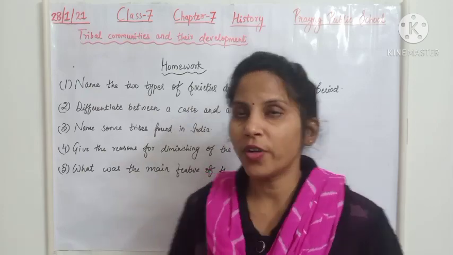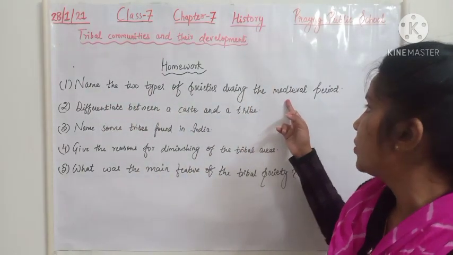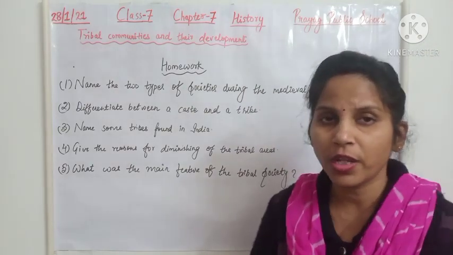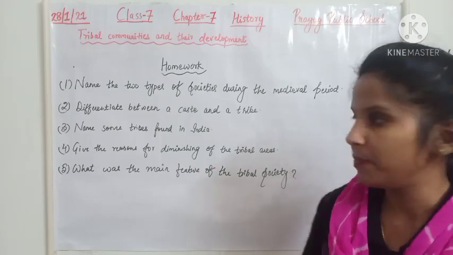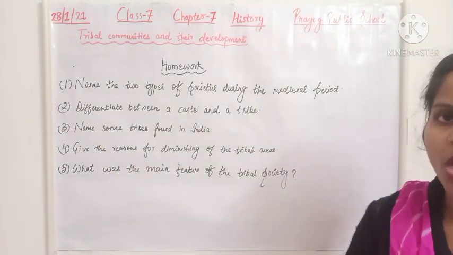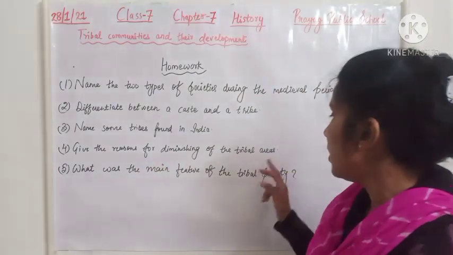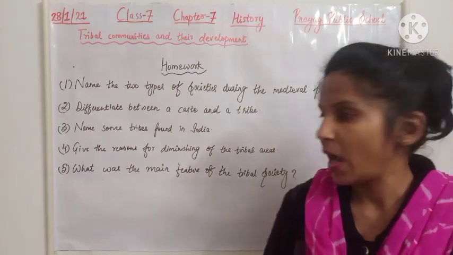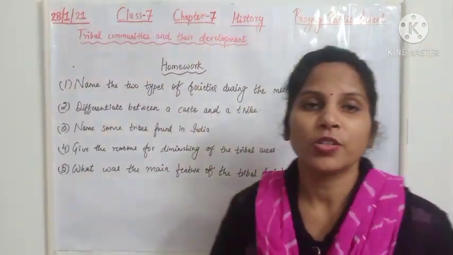Okay, so today's homework is questions. First, name the two types of societies during the medieval period. Okay, then second, differentiate between a caste and a tribe. Third one is name some tribes found in India. Question number 4, give the reasons for diminishing the tribal areas. Okay, and question number 5 is what was the main feature of the tribal society.